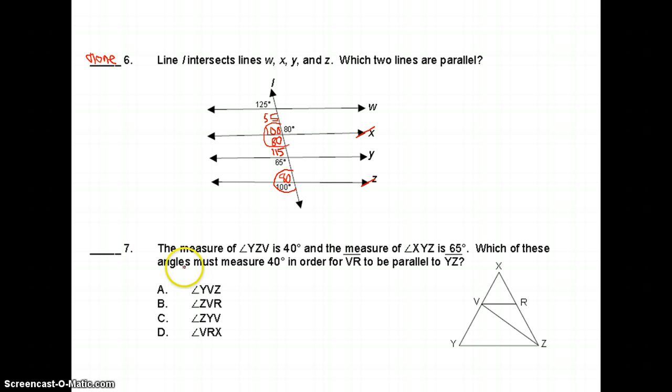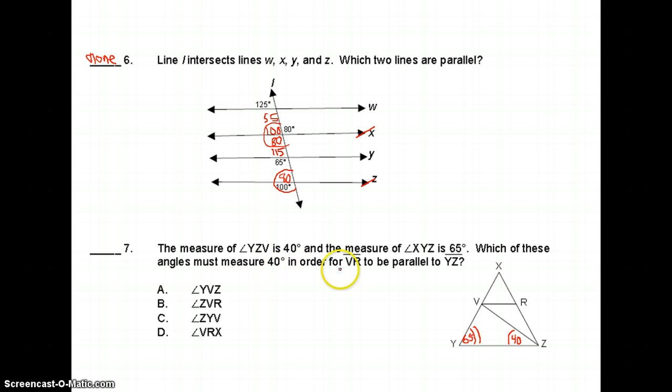Number 7. The measure of angle YZV is 40, and the measure of angle XYZ is 65. Which of these angles must measure 40 in order for line segment VR to be parallel to line segment YZ? Okay, let's mark up the drawing. YZV is this angle right here, and that's 40. XYZ is 65. XYZ is this angle here. I'm going to put two loops on that because they're not congruent. This is 65.